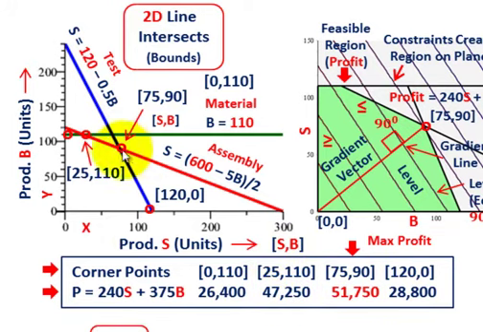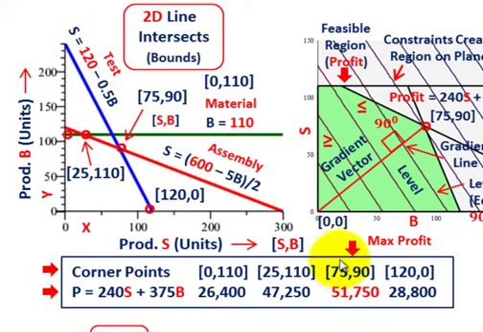And then this other point here is where we're going to come up with our max profit. That is 75 S, 90 B. Put it into your profit equation here, and you're going to come up with $51,750. And then this last point here, where we're making all units of S, 120 S, 0 B, it's this point right here. Plug it into your objective equation, and you come up with $28,800.